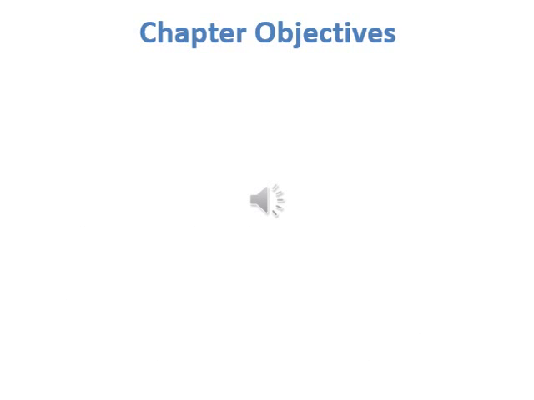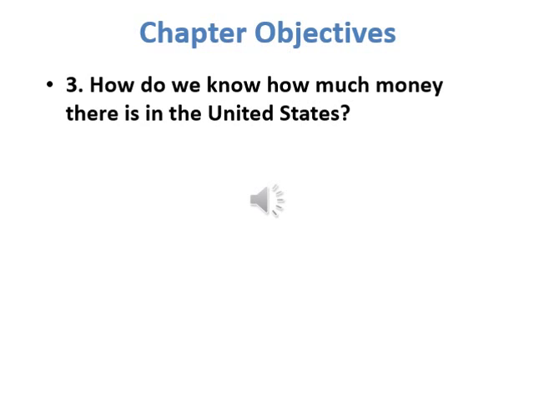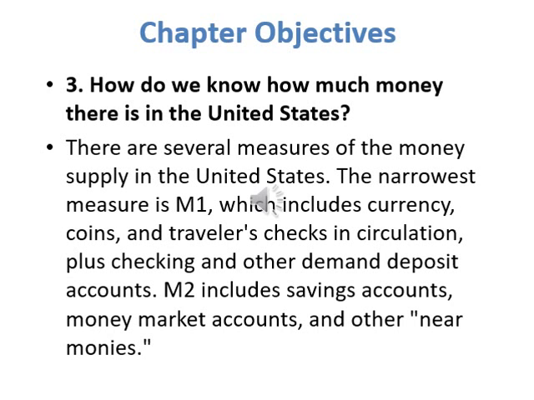Chapter Objectives. 3. How do we know how much money there is in the United States? There are several measures of the money supply in the United States. The narrowest measure is M1, which includes currency, coins, and travelers' checks in circulation, plus checking and other demand deposit accounts. M2 includes savings accounts, money market accounts, and other near monies.